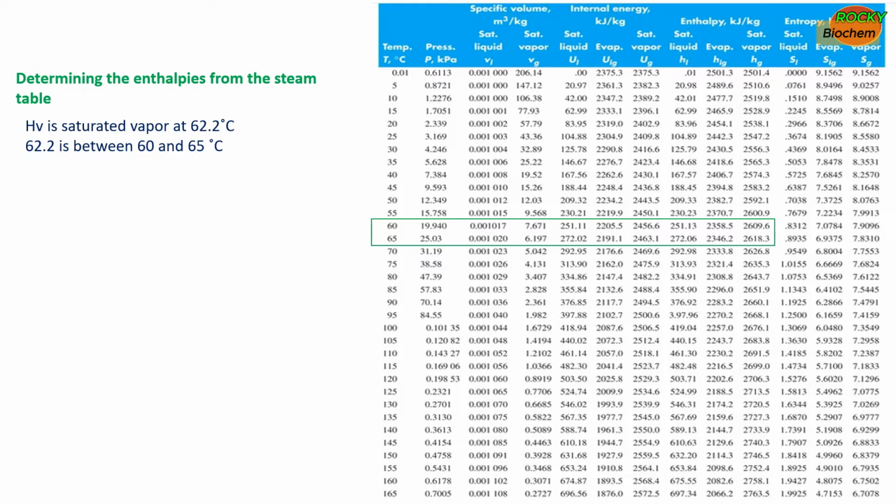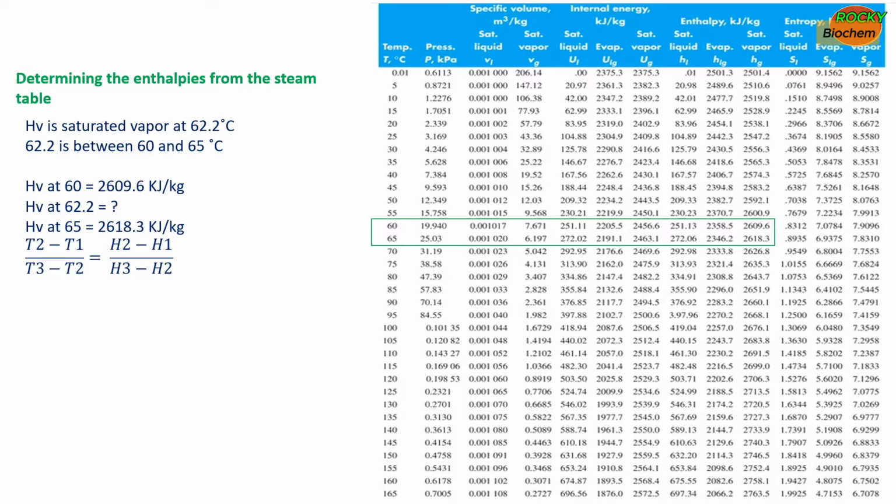From the steam table, we have the enthalpy of saturated vapor at 60 degrees Celsius to be 2609.6. The enthalpy of the saturated vapor at 62.2 is what we are looking for. We don't know it. And then the HV represents the enthalpy of the saturated vapor at 65 degrees Celsius. Now that we have these three figures, we can use them to work out our enthalpy at 62.2 degrees Celsius. This is the formula that we use: T2 minus T1 over T3 minus T2 is equal to H2 minus H1 over H3 minus H2.